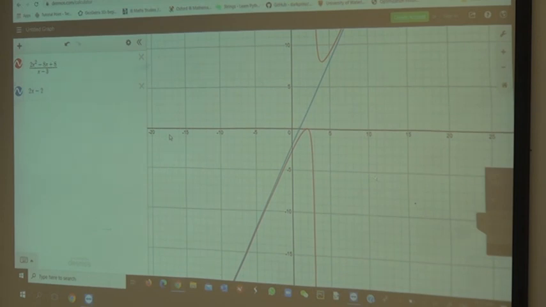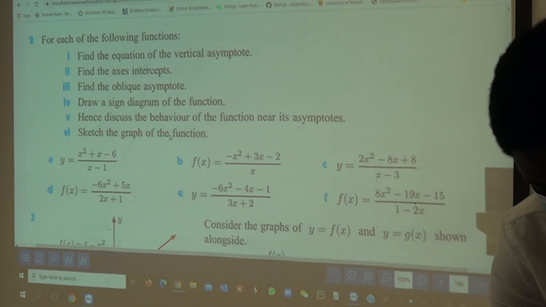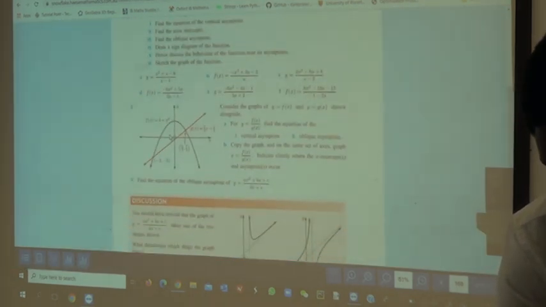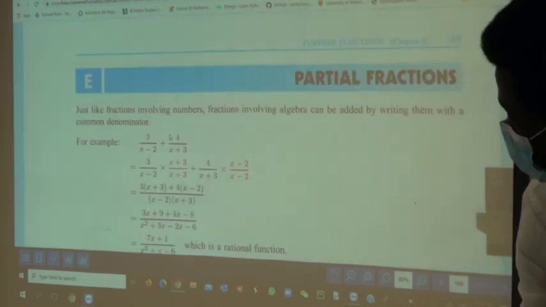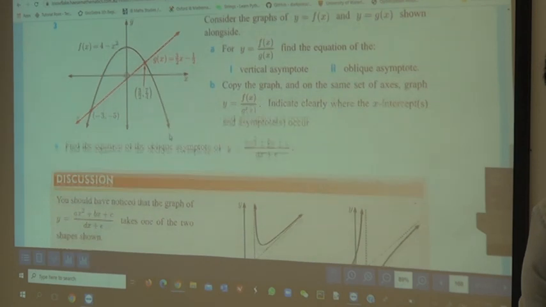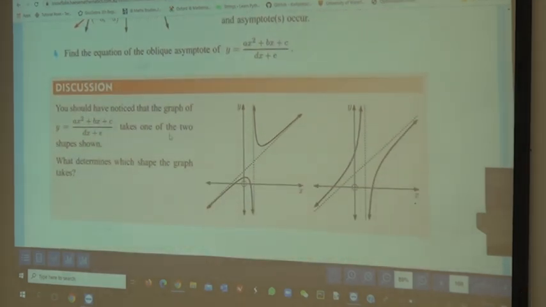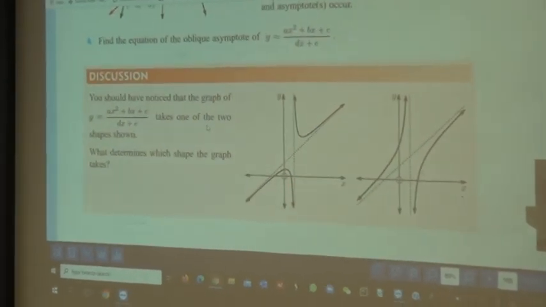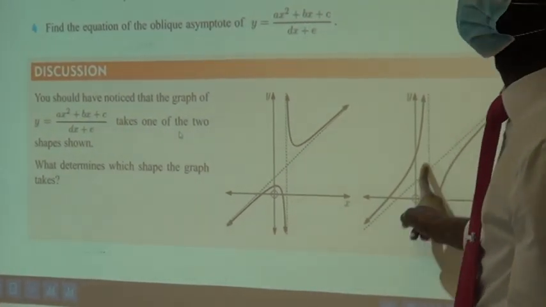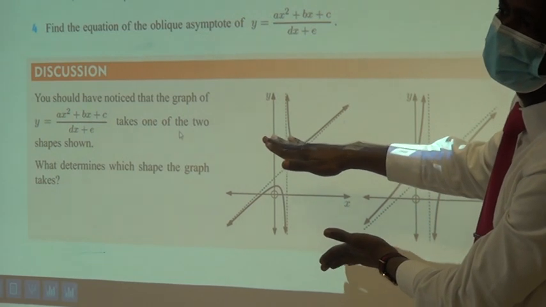Okay? Now, I ask you something. I'll show you in the book. It was a question in the book also. Any curve you sketch with this equation, these are the 2 possible shapes you can get. Of course, they could flip. Because if the gradient of the line is negative, it will flip.